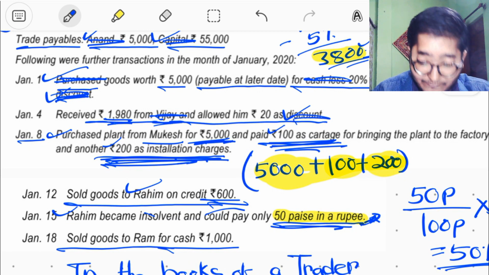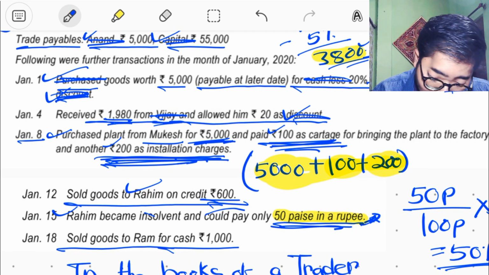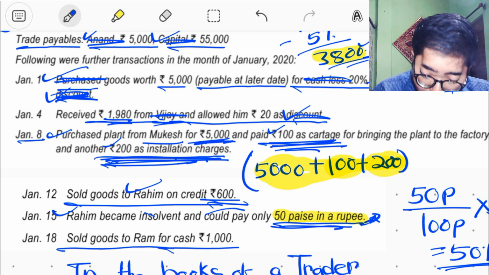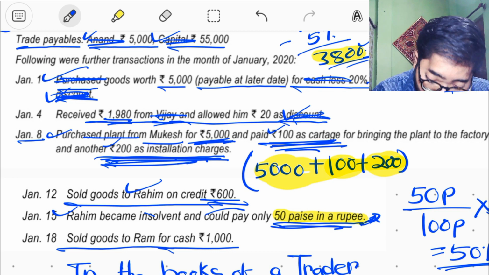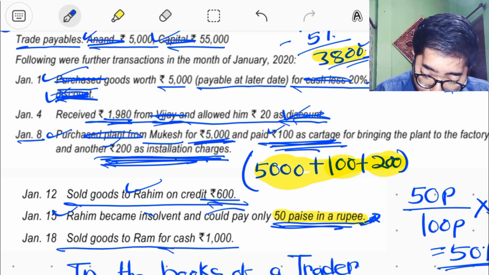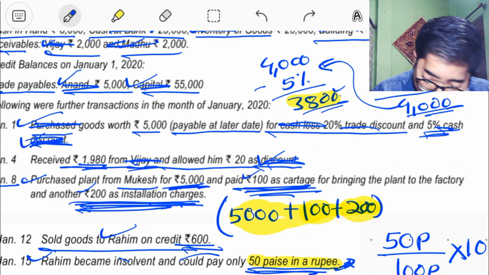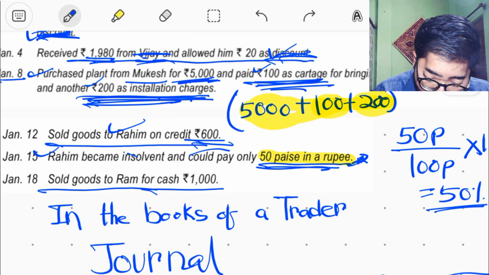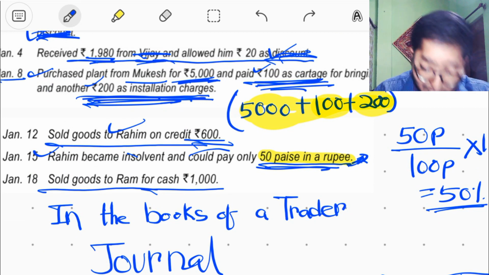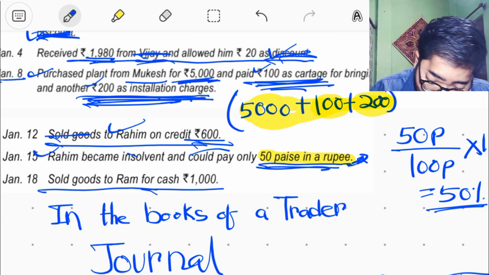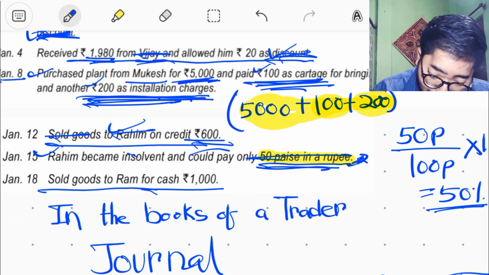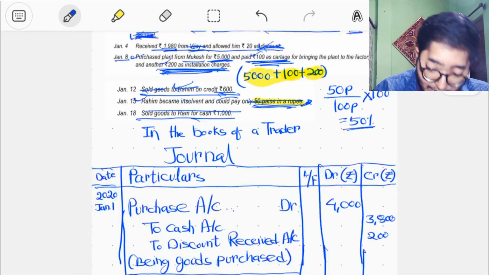Now our next account is Vijay, that's already there. Discount received, and discount here is received in the form of cash discount. Now discount paid or discount allowed. Then plant account. Plant account consists of these two accounts, the cartage and installation, because they are capitalized. Next, sales account, Rahim account, bad debt account, and another again sale, it's already present.